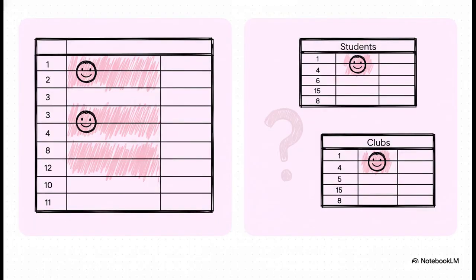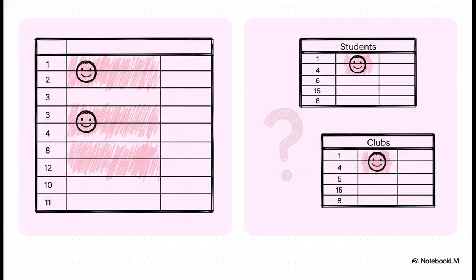On the left, you see our old, messy table. And on the right, 2 beautiful, clean, focused tables. One is just for students, and the other is just for clubs. Notice how Clem's info now only appears once? The club details, just once. Every single piece of data now has one and only one home.